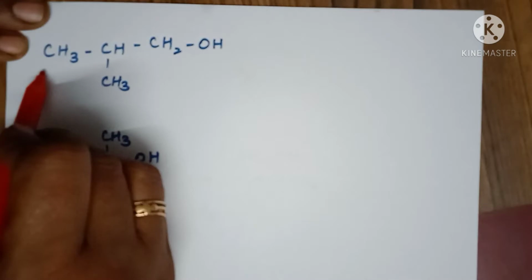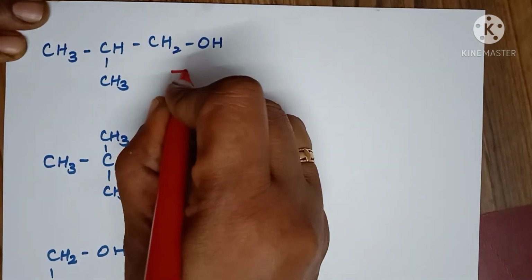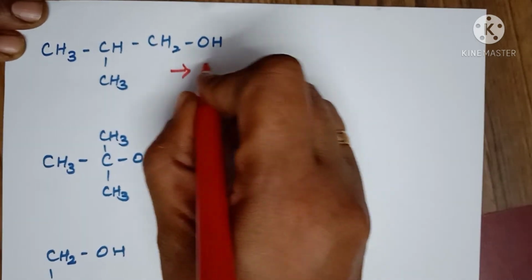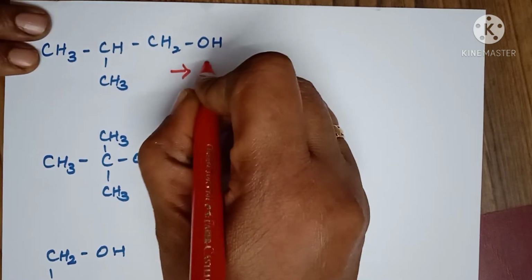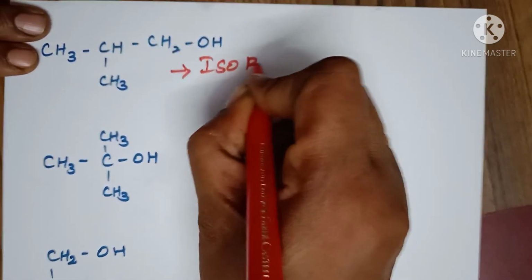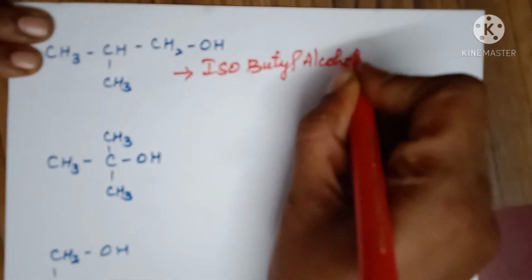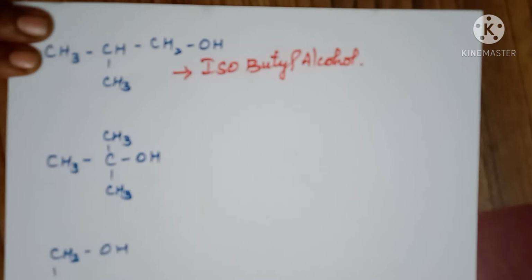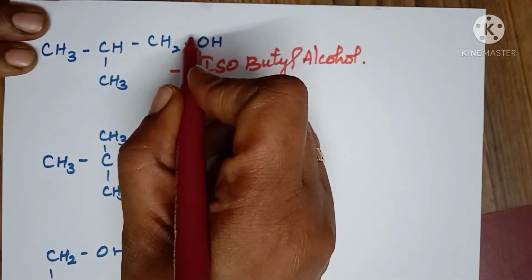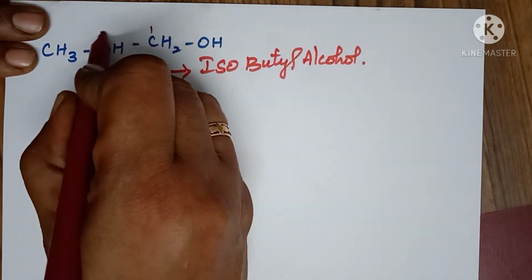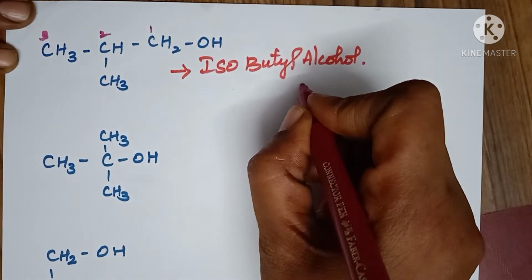See here, CH3, CH3, CH2OH. Now, how can you name this? This is a common name actually, isobutyl alcohol. This also we can say isobutyl alcohol. Okay, now what is the IUPAC name? When you are coming to the IUPAC name, wherever the functional group is, there you have to start. That means 1, 2, 3. In that second carbon, a methyl group is there.